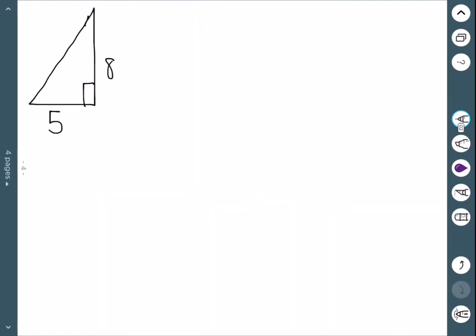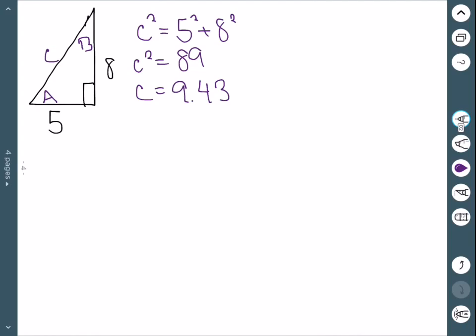For this one, we don't know either angle. We'll call them A and B. And we're also missing side C. We can use the Pythagorean Theorem to say that c squared is equal to 5 squared plus 8 squared. And then realize that on the right-hand side of that, 25 plus 64 is 89. And then taking the square root of 89 gives us that c is approximately 9.43.